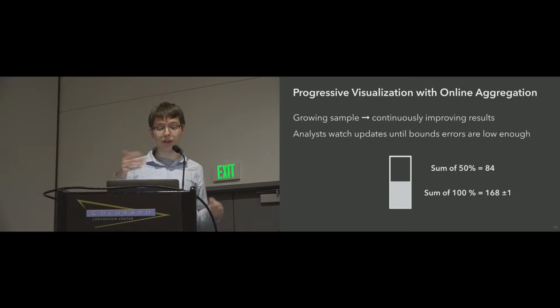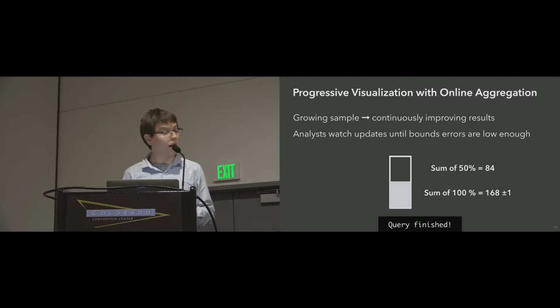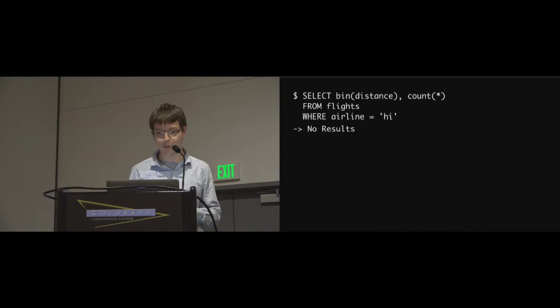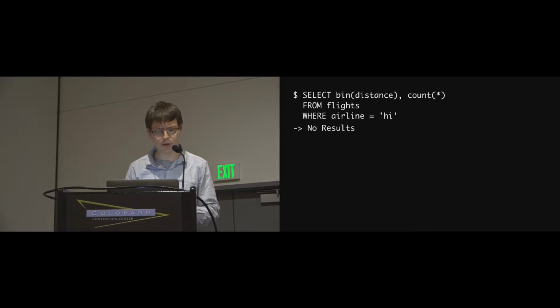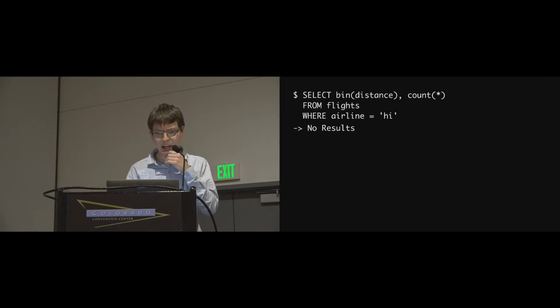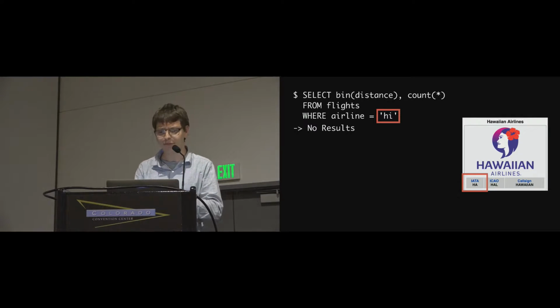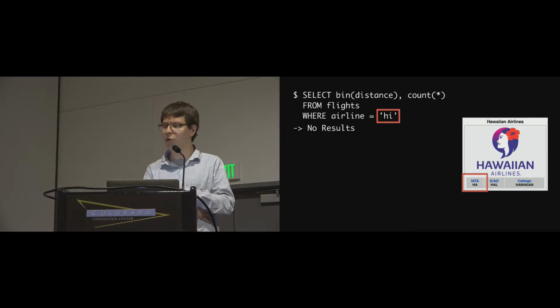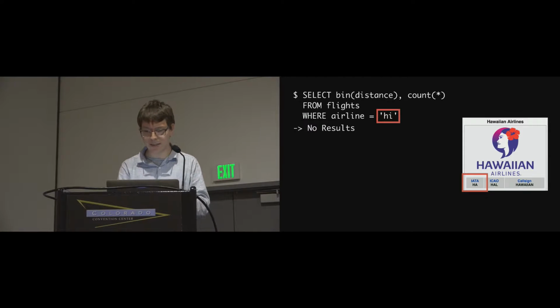And you really have to watch the updates until this time comes. Oh, looks like the query has finished. So now we can see what the distribution of flights for Hawaiian Airlines is. Oops, apparently we cannot. Well, there was apparently a problem with the query. If we had looked at the Wikipedia article, we would have noticed that the airline code for Hawaiian Airlines is HA, not HI. So the problem was simply an error in the query, which we can easily correct.